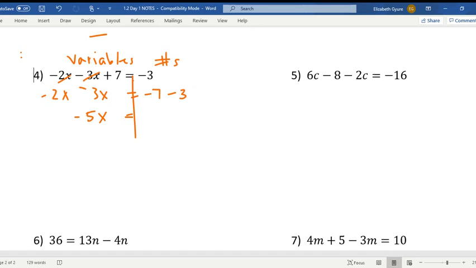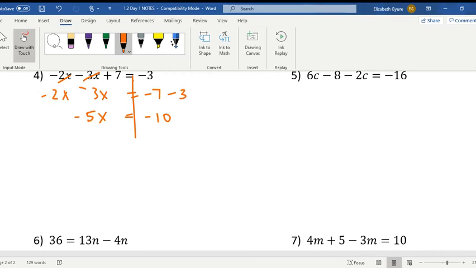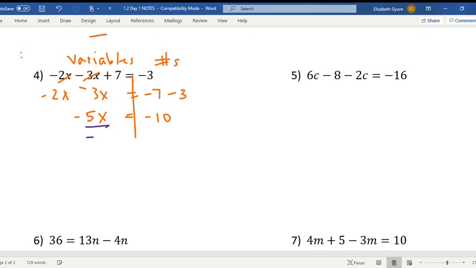You're probably using the wrong negative. I will show you in just a second. Give me 1 second, I'll come show you. -7 minus 3 is going to give you -10. And then last thing, we need to divide both sides by what? -5.